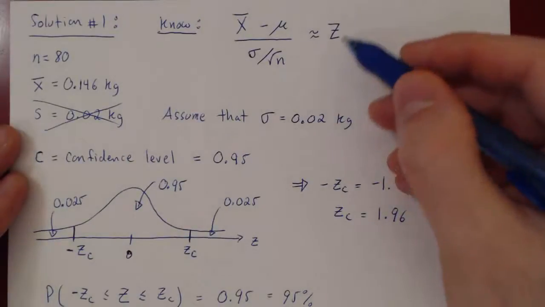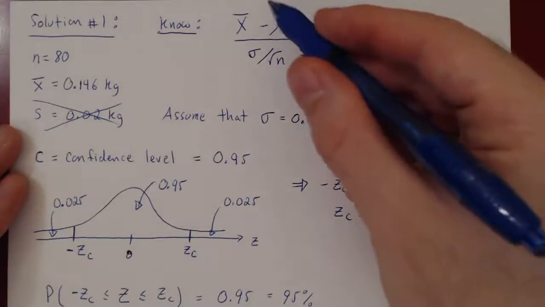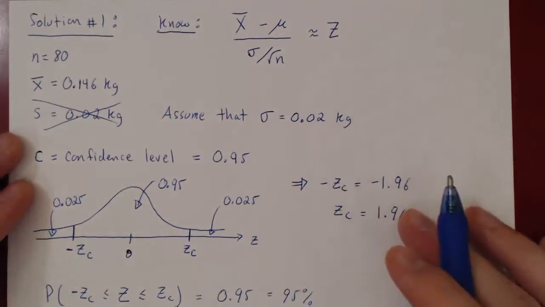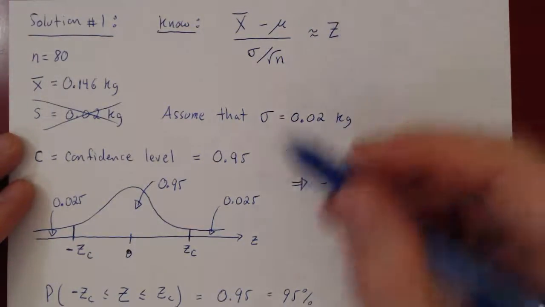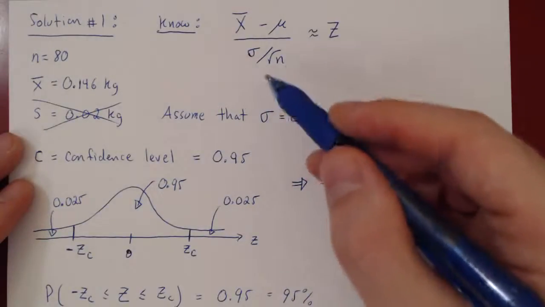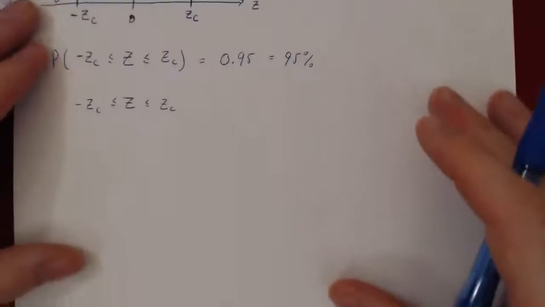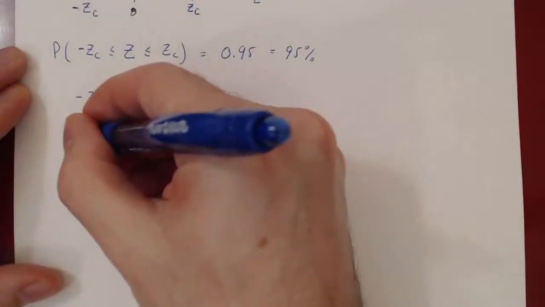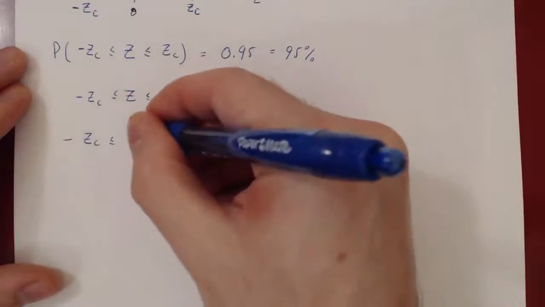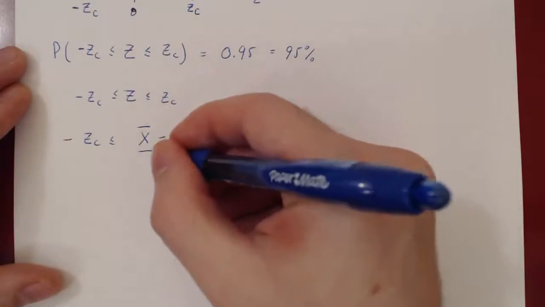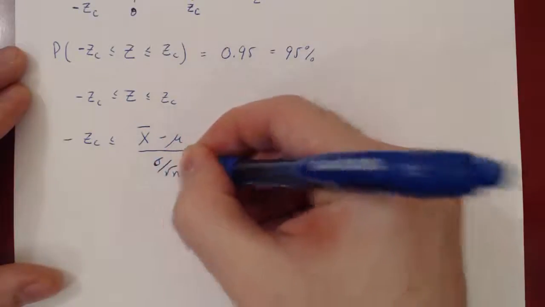But from the central limit theorem, we can replace Z by this value right here. So let's make the substitution. We are going to replace Z in our interval by x bar minus mu over sigma over root of n. So negative ZC, x bar, replacing Z, minus mu, over sigma over root of n.